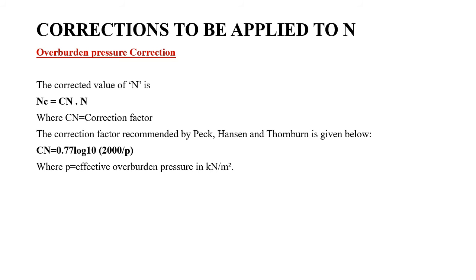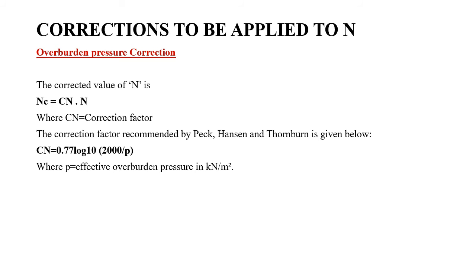Now, one of the most important and most common corrections that we apply to the observed N value from the field test is the overburden pressure correction. Overburden pressure means the confining pressure existing at each depth of the soil, which depends upon the depth and the unit weight of the soil. At various depths, these confining pressures will be different. We sometimes tend to underestimate or overestimate these confining pressures at shallow depths as well as deeper depths. So in order to standardize the N value to a standard confining pressure, we apply an overburden pressure correction to this observed N value.